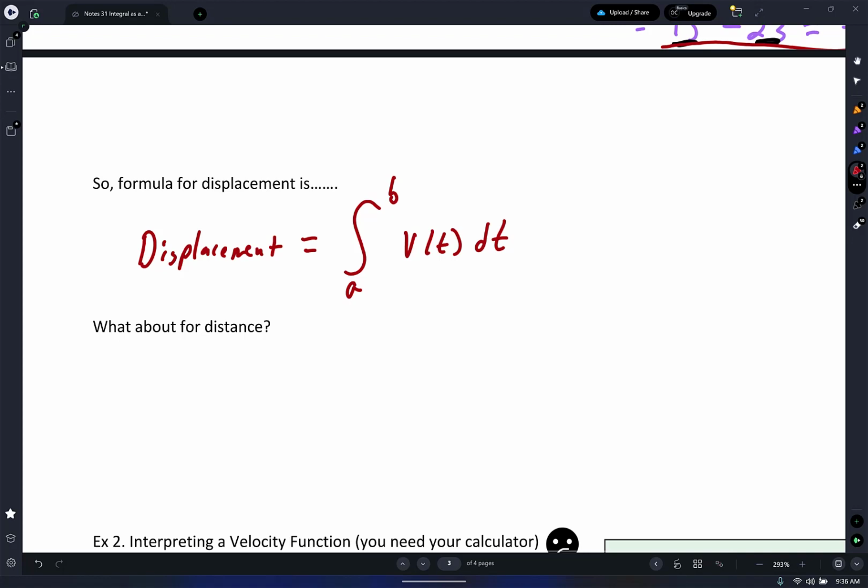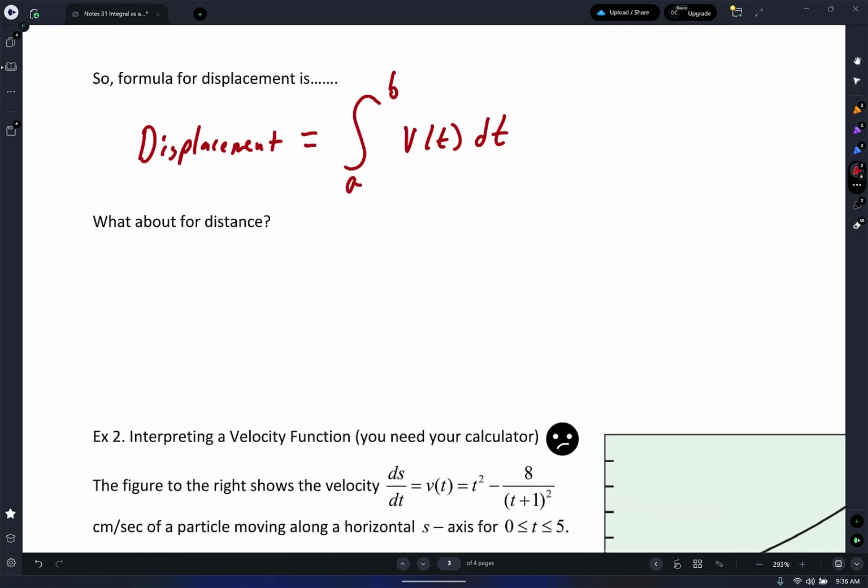All right. Focus. What about distance? What about distance? From A to B. Yes. Look at that.